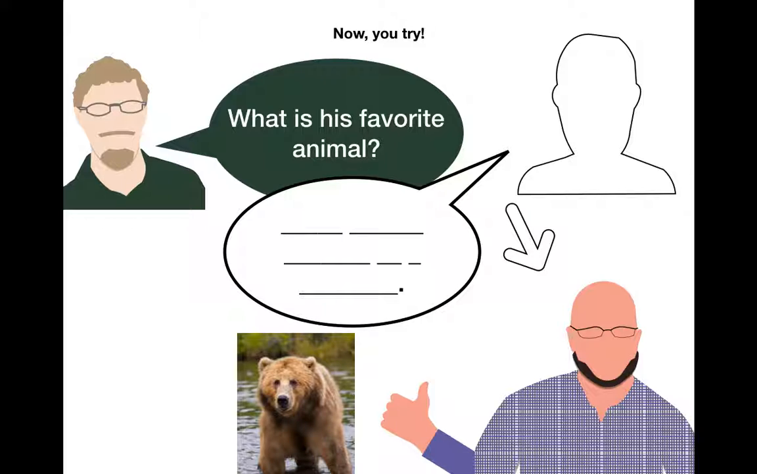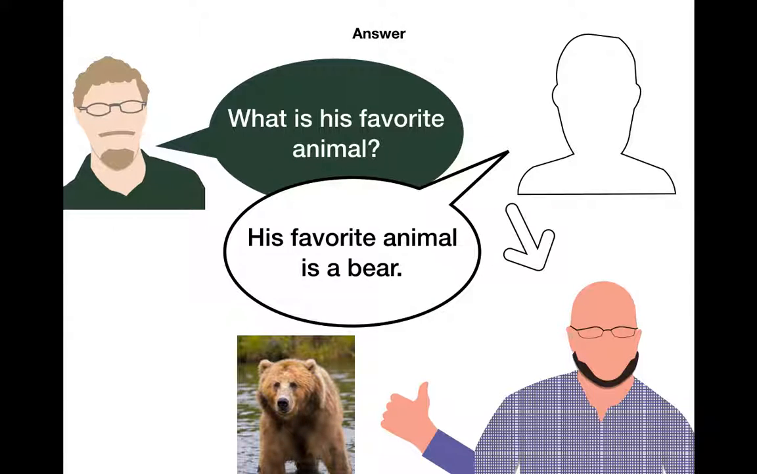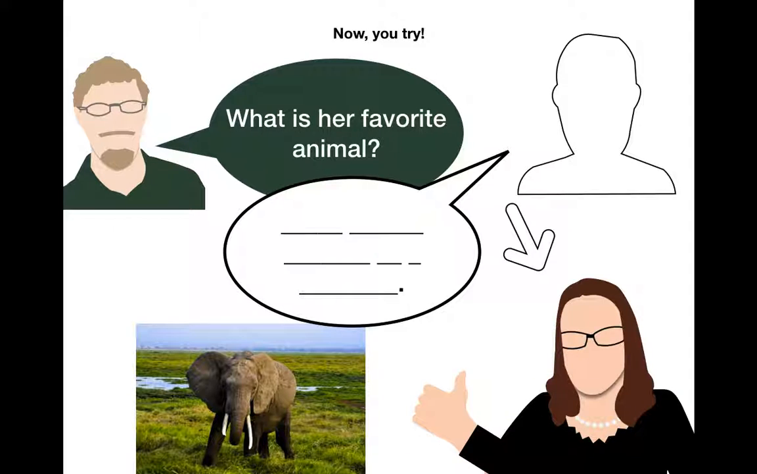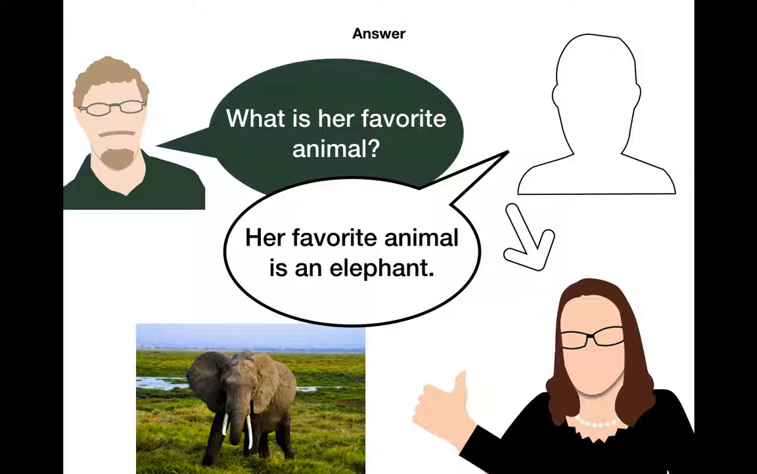Now you try. What is his favorite animal? The answer? What is his favorite animal? His favorite animal is a bear. Now you try. What is her favorite animal? The answer? What is her favorite animal? Her favorite animal is an elephant.